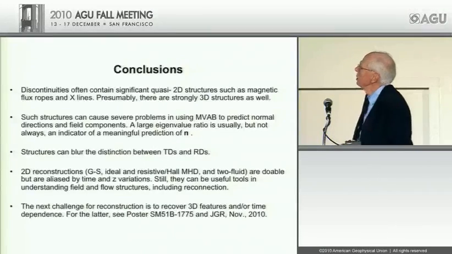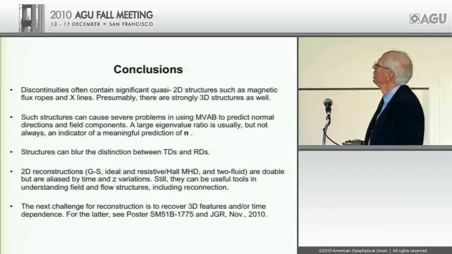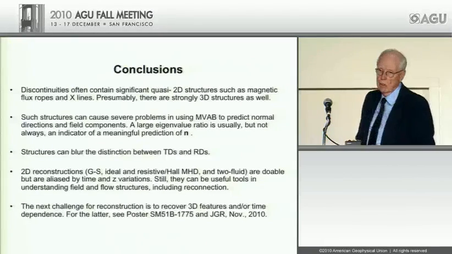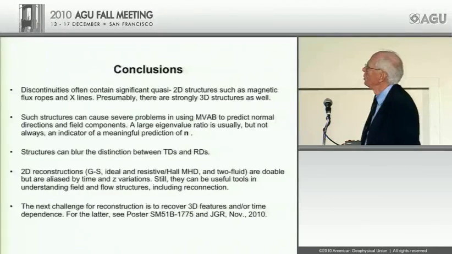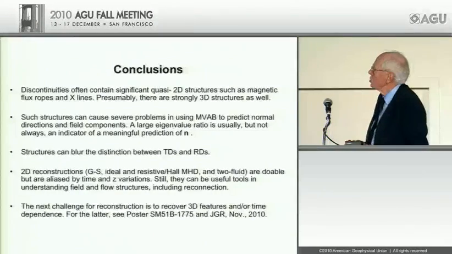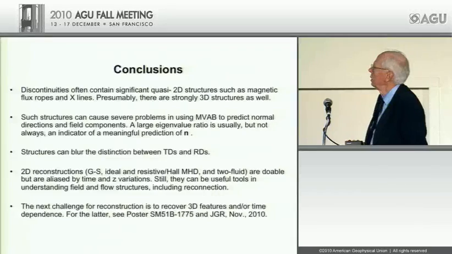Finally, to conclude this, we found that discontinuities often contain significant quasi-2D structures, flux ropes, X-lines, etc. And presumably there are strong three-dimensional structures as well, which at the moment we don't know how to describe. Now, the structures can do serious damage to minimum variance determinations of the normal. That much is clear. A large eigenvalue ratio helps, but not always. You have to be careful.